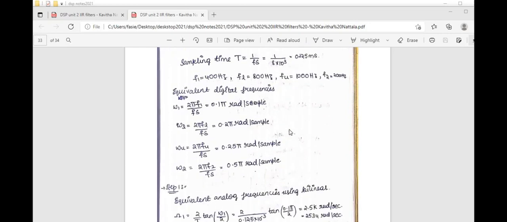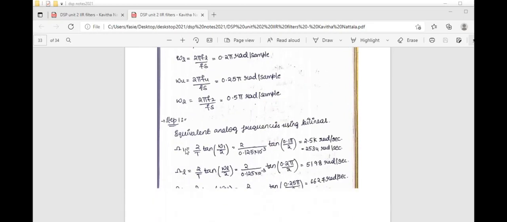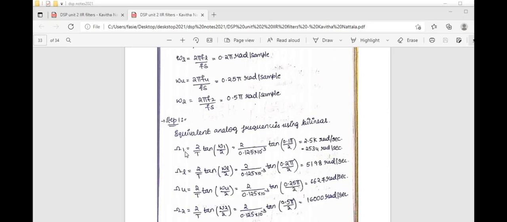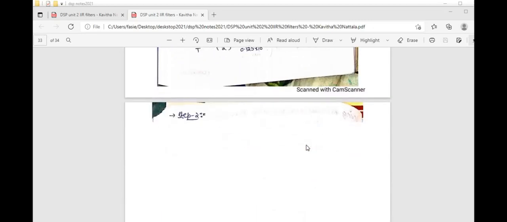This we have already covered, right? W1, W2, we will find the lower frequency and upper frequency, and then we can convert into the equivalent analog frequencies as omega 1, omega L, omega U, omega 2, and we can substitute all the values and find all the values from there. Clear? This is the way we can find out all the values based upon that.